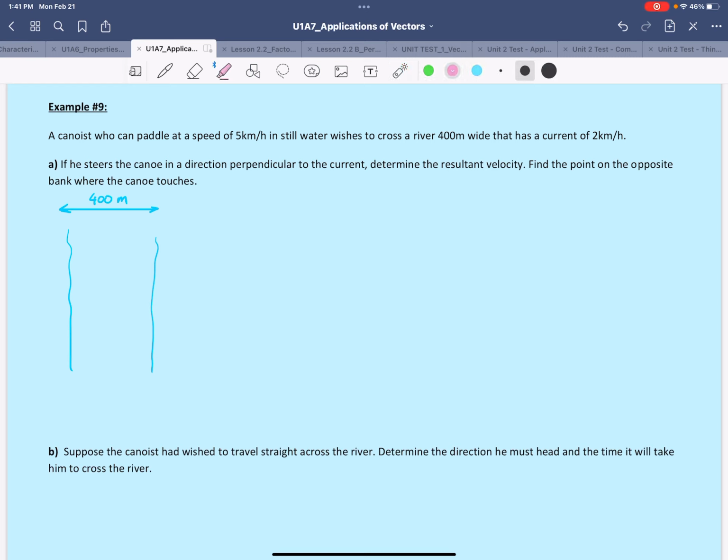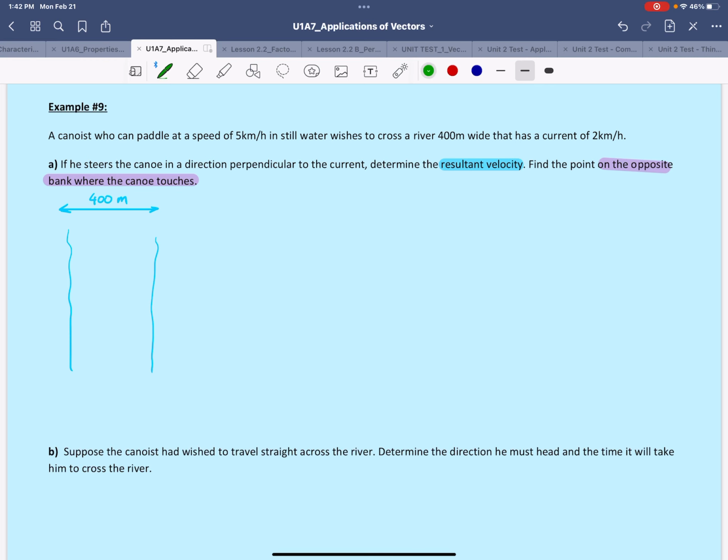So a couple of things in here. First of all, we have to find the resultant velocity, which means the magnitude and the direction of velocity. And we also have to find the point where the canoe will land on the opposite side of the river bank. So let's get started by drawing the velocity diagram.